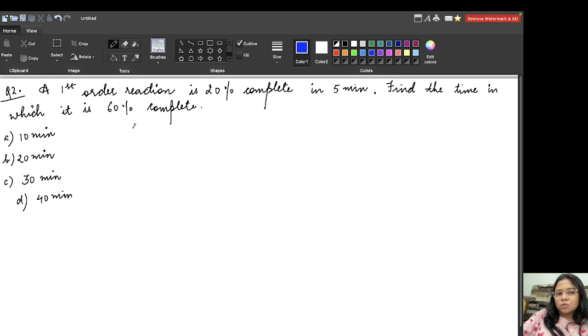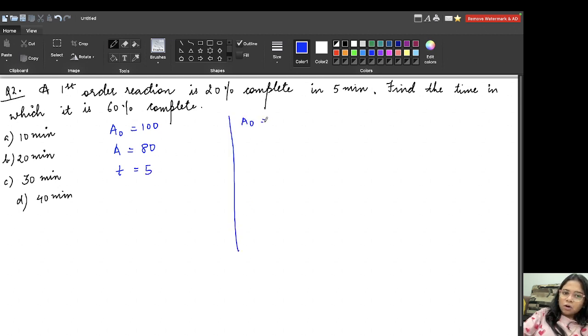So what all things are given to you? First order reaction is there, 20% complete. Let us assume your a naught was 100. 20% complete means how much is left? 80 is left, right? And what is the time given to you? 5 minutes. Second case, it's given a naught equals 100. a is your 40. 60% complete means 40 is left. You need to find the time. Write the same equation. t equals 2.303 by k log base 10 a naught by a.